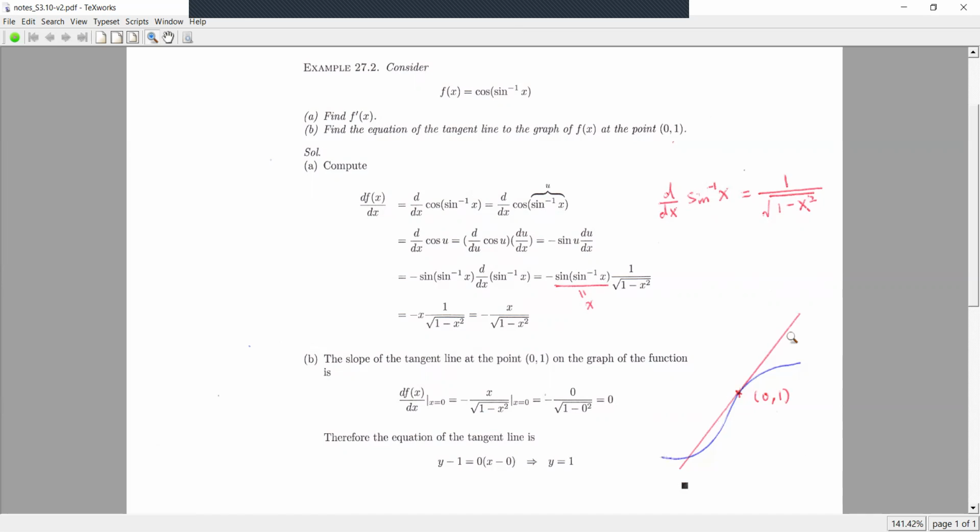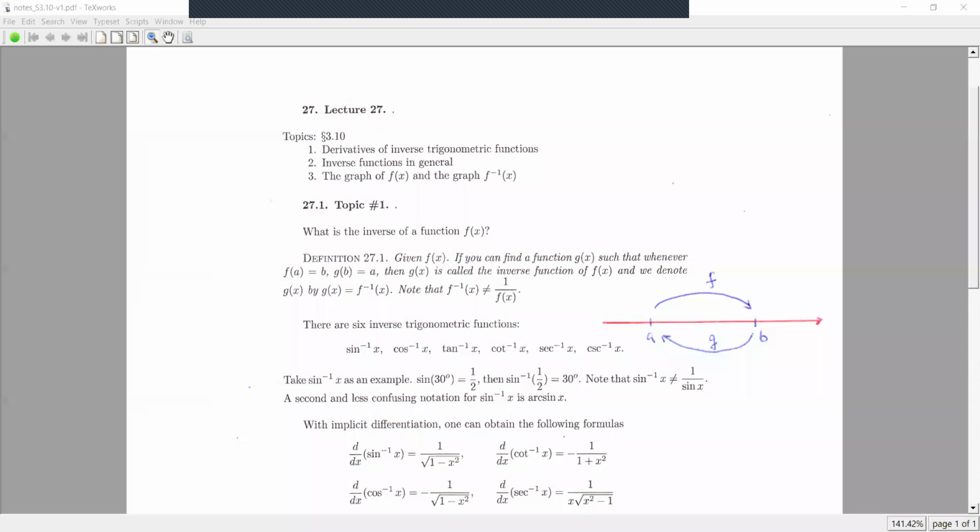Now we can write down the equation of the tangent line by the point slope formula. y minus y1, y1 is the y coordinate of this point, is equal to slope 0, parenthesis x minus x1. x1 is the x coordinate of this point. Simplify this equation, then y is equal to 1. The line is a horizontal line. This is the equation of the tangent line at the point 0, 1. Topic 2. Inverse functions in general.